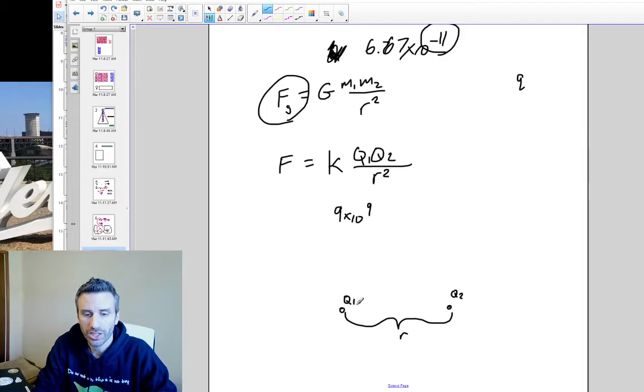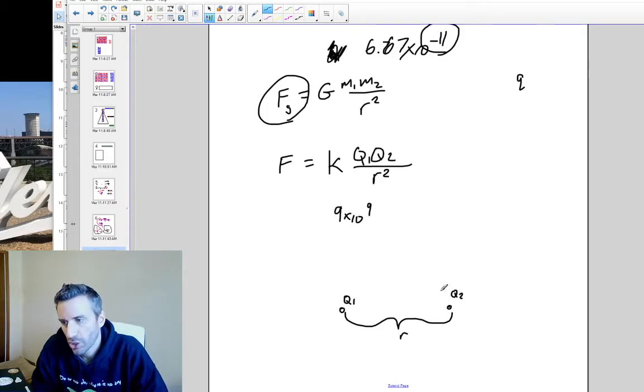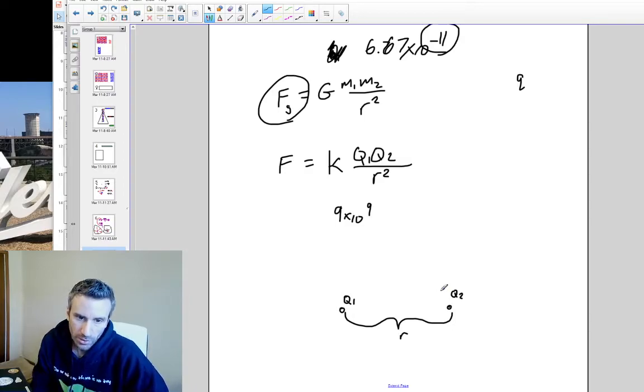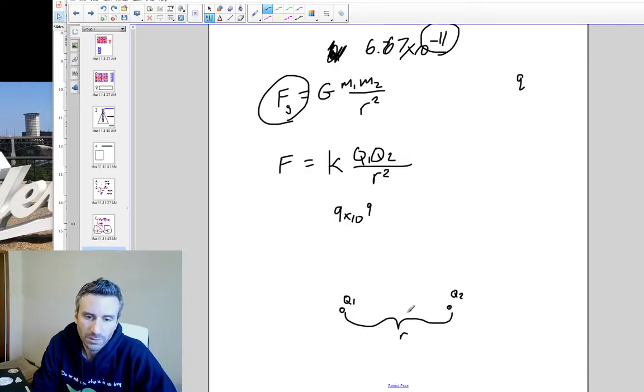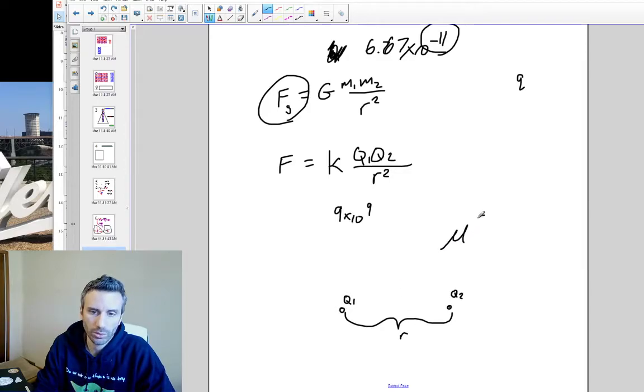The charge is measured in coulombs, okay? So the charge that builds up on objects, we often will express in terms of microcoulombs, okay? So this is micro, it's times 10 to the negative 6th. That's what a micro is. A microcoulomb would be times 10 to the negative 6 coulombs. So a coulomb would be an amount of charge.